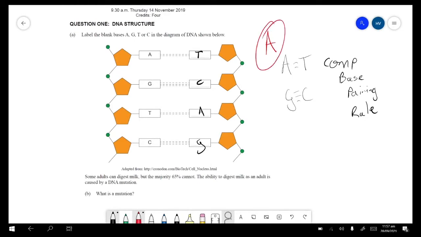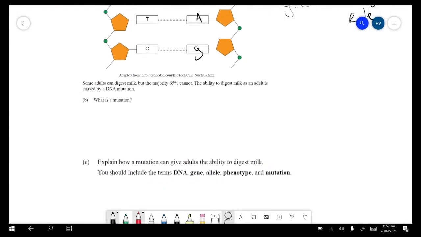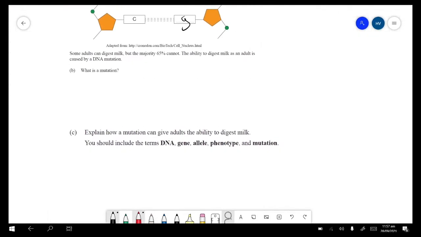Good job. So some adults can digest milk, but the majority of adults in the world, believe it or not, cannot. The ability to digest milk was caused by a mutation. So firstly, what is a mutation? And the second part of the question is, explain how a mutation can give adults the ability to digest milk. You should include the terms DNA, gene, allele, phenotype, and mutation in your answer. Quickly pause the video and then write down your answer and then come back and let's see how we did.